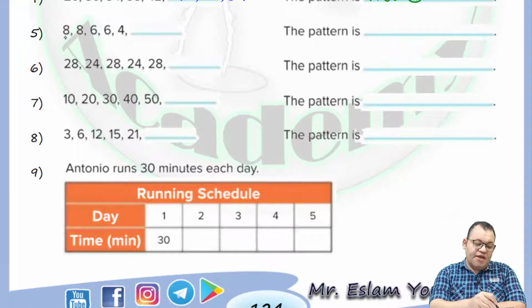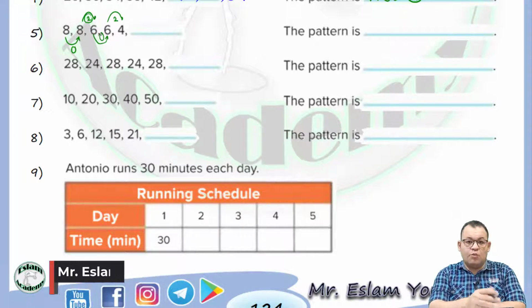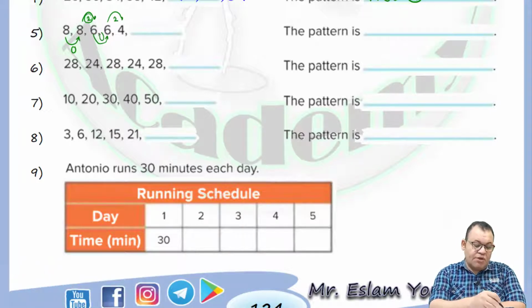So the pattern that we have is subtract 0, then subtract 2, then subtract 0, then subtract 2. So each time, one time we subtract 0. So by writing the same number, which is 4, then after that I will subtract 2, which is 2. After subtracting 2, write the same number by subtracting 0. Then subtract 2.